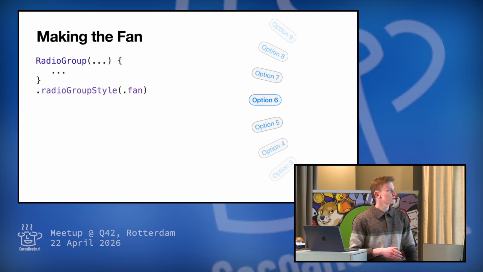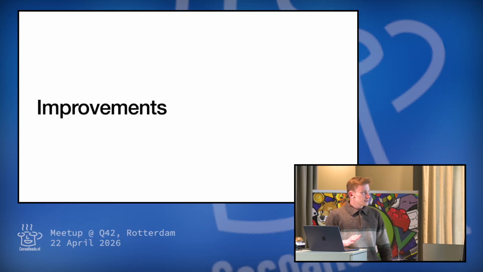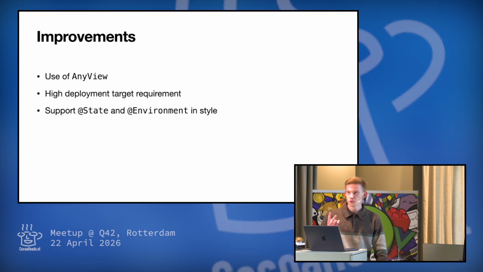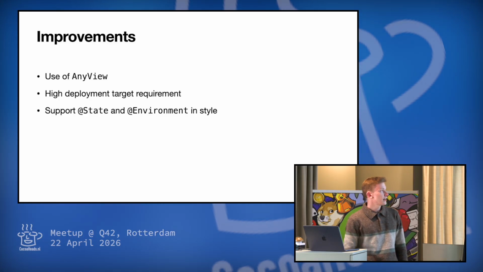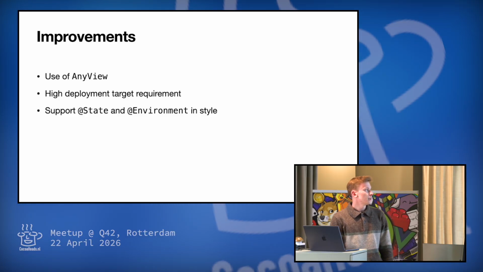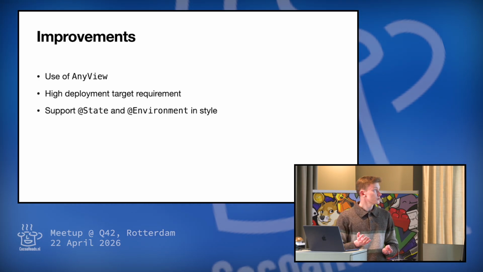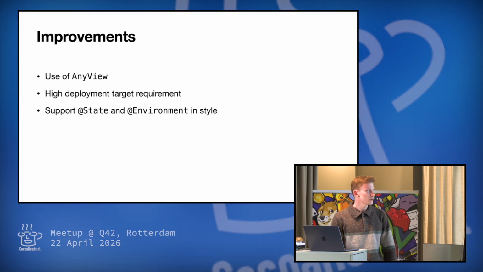Now, I could end my exploration here, but I think we can do it better. So let's look at some improvements that can be done. Now, first of all, I see two low-hanging fruits. We have a couple of places where we use AnyView. And we also have a quite high deployment target now of iOS 18. Now, there's also, since this is a plain protocol that I've used, there's no real way to access the SwiftUI lifecycle properties through state or environment.